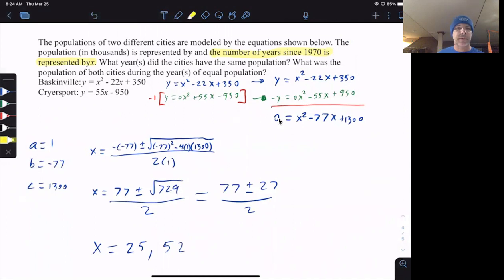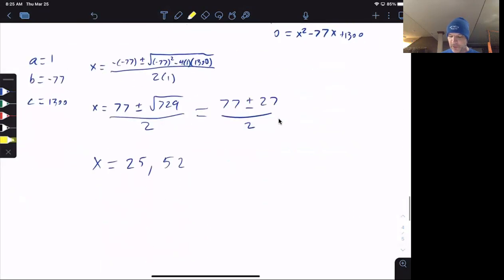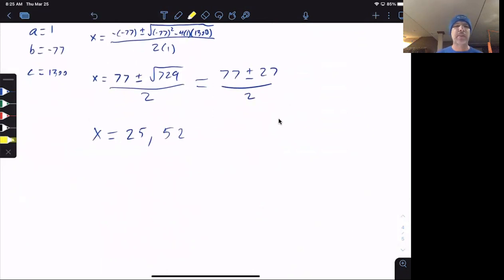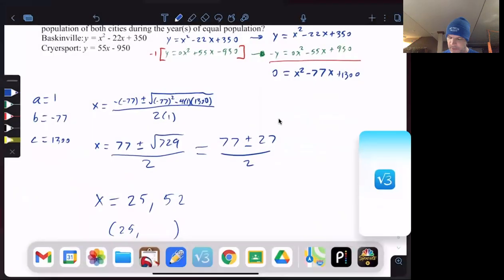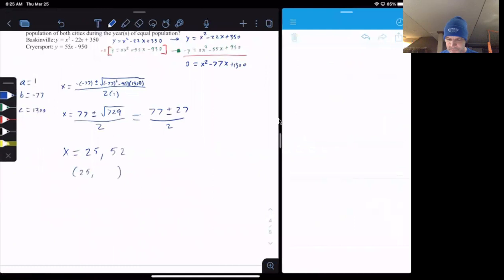So we're going to have to make sure that we're paying attention to that when we're answering the question. Now, it also says that the populations are modeled by the equation below in thousands too. So we'll have to pay attention to that. But let's solve and write things as ordered pairs, and then we'll go back and fix them according to the question. So let's start with 25. We're going to plug that in. I'm going to show you using the calculator, and I'm going to show you using both equations. So you've got 25 squared minus 22 times 25, and then plus 350. Okay, we get 425.